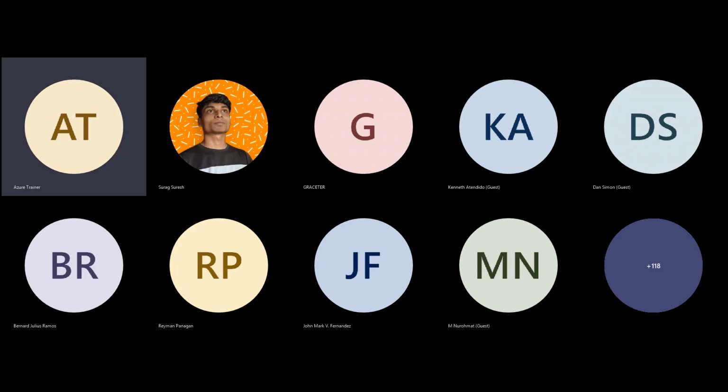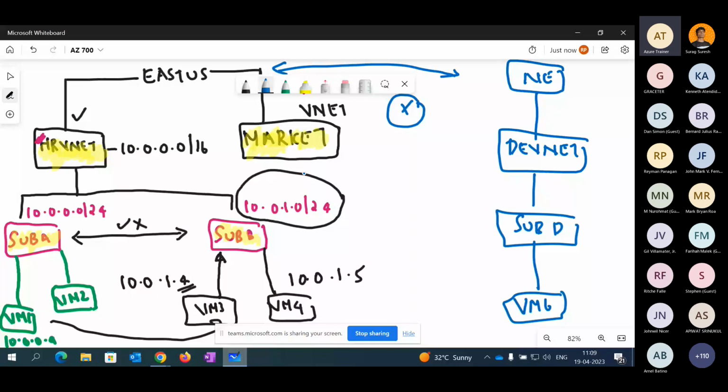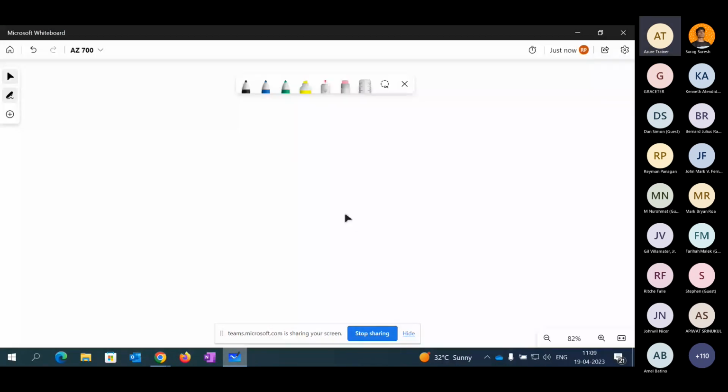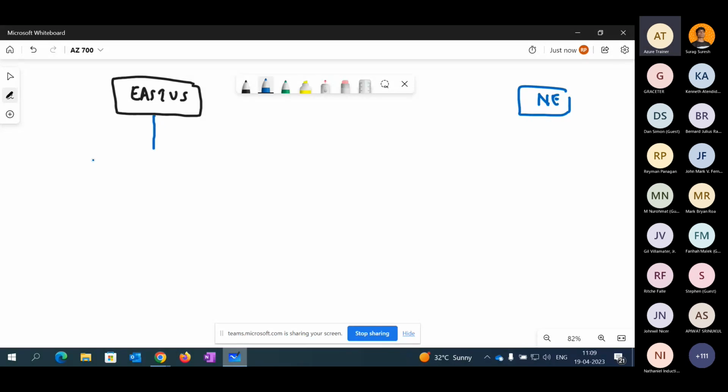Now, let me take you into the whiteboard. Let me clear this window here. Let's start from a communication perspective. We have two regions. One is the East US region. You have the North Europe region. Let me put it in a different color, so it's easy for you to understand. Now in the East US region, you have two networks created.